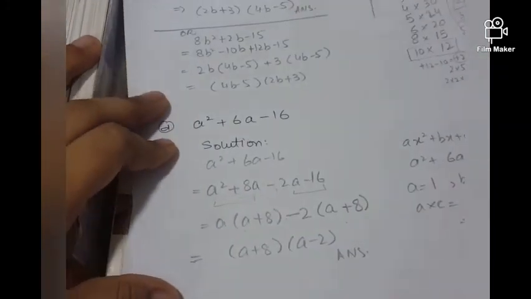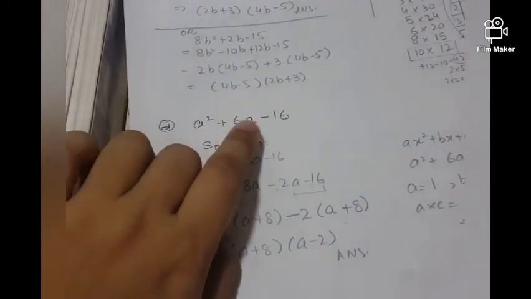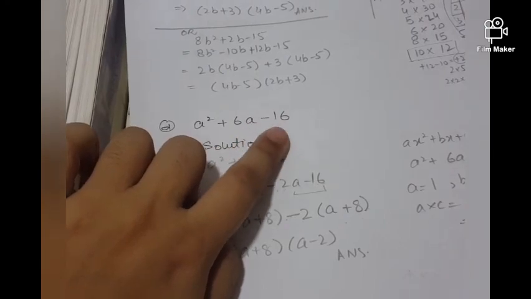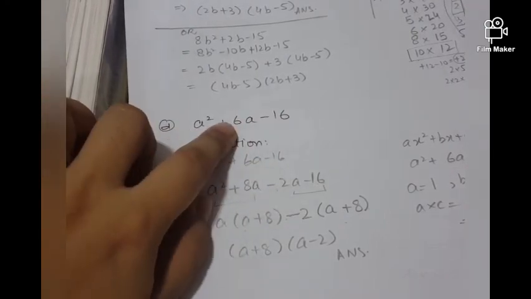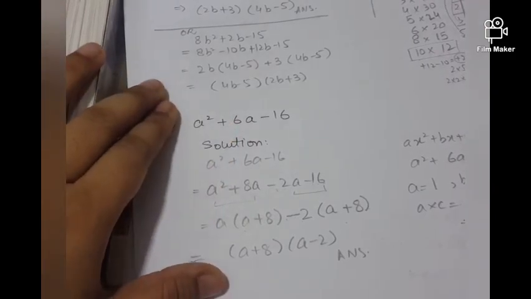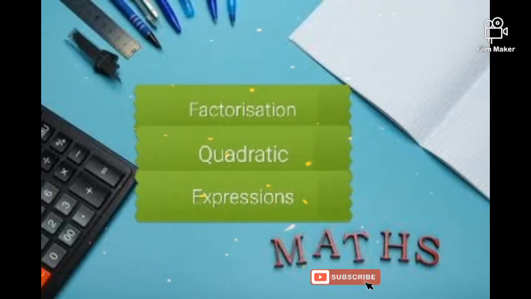This is the third condition in which the last term c, the constant term, is with the negative sign, and the quadratic term and the linear term are with the positive sign. Now for the fourth condition, let's see the fourth part.